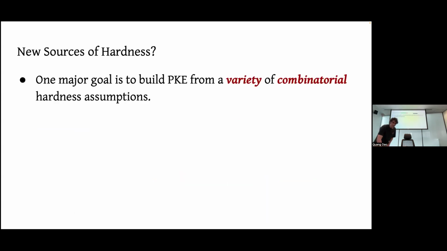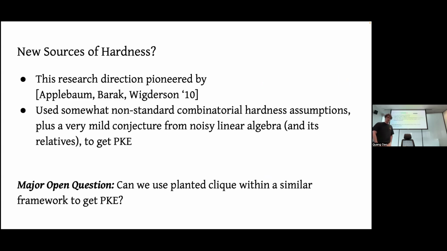So this leads to a natural question, which is, can we find new sources of hardness to get public key encryption? And one major goal is to build PKE from a variety of purely combinatorial hardness assumptions. And I use combinatorial here just to denote that they don't have any non-negligible algebraic structure to them. This research direction was pioneered by the work of Applebaum, Barak, and Wigderson back in 2010.